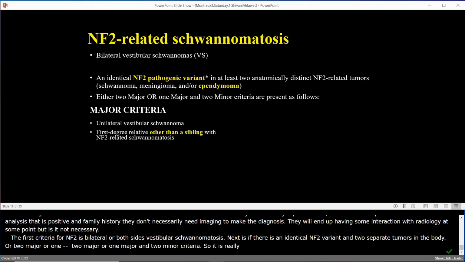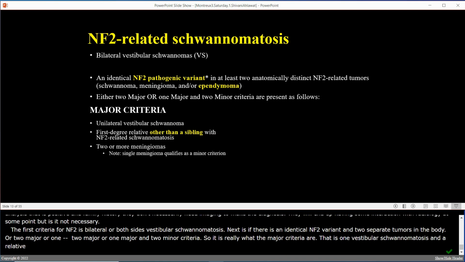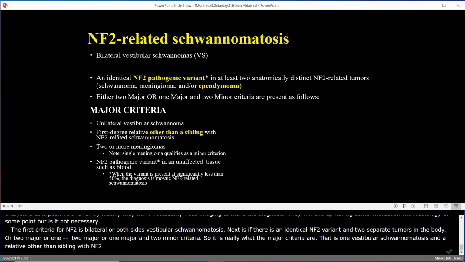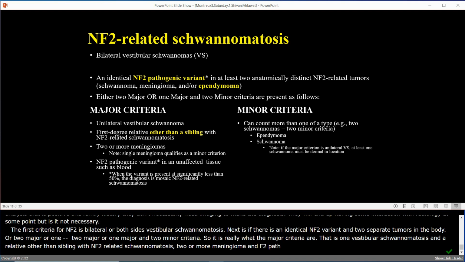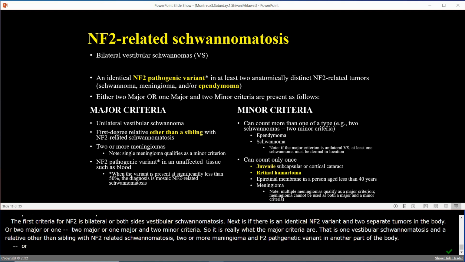That's either 1 vestibular schwannoma, a first degree relative, other than a sibling, with NF2-related schwannomatosis, 2 or more meningiomas, and an NF2 pathogenic variant in some other part of the body like blood or saliva. Minor criteria are different kinds of tumors within the central nervous system like ependymomas or peripheral nervous system like schwannomas, and juvenile cataracts, retinal hamartoma, epiretinal membranes, or meningiomas.